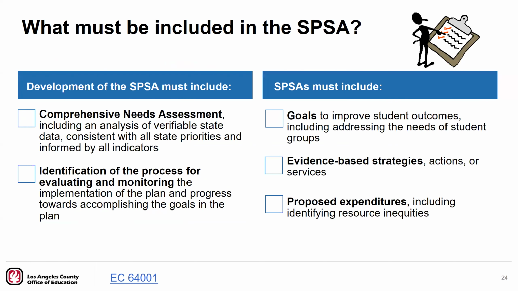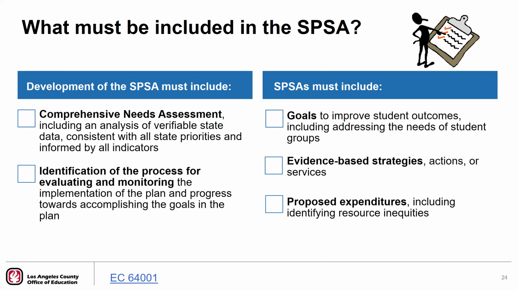So Education Code 64001 specifies that the development of the school plan shall include the administration of a comprehensive needs assessment and the identification of the process for evaluating and monitoring the plan. Since the school site council is responsible for the development of the school plan, the school site council must be involved in the needs assessment and the evaluation and monitoring of the plan. And your school site council meeting minutes should reflect their involvement in both of these components.